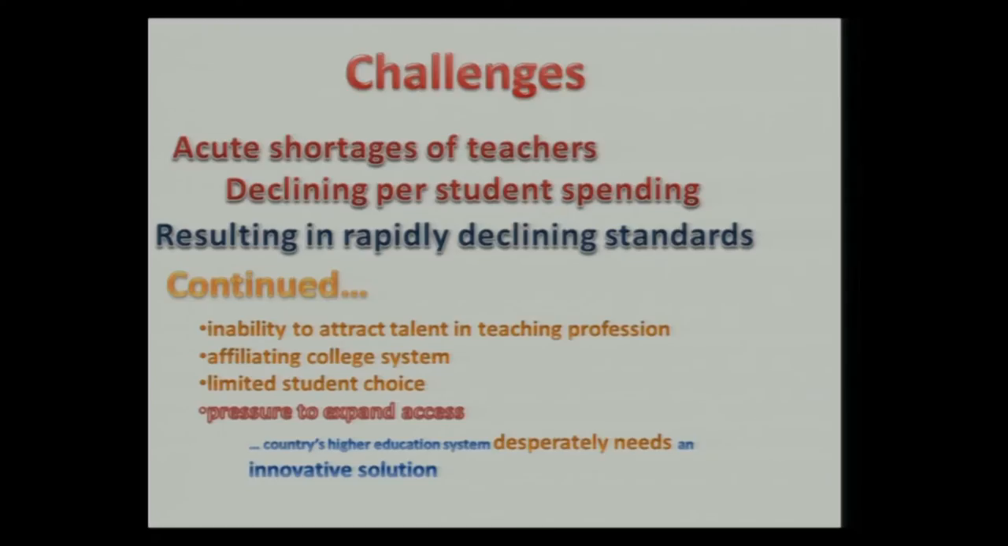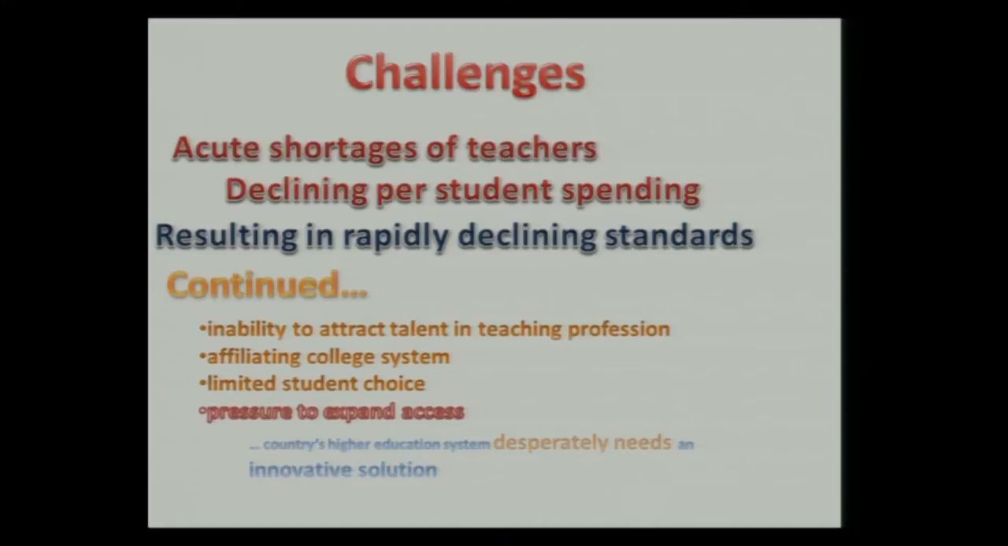The affiliating college system, which was devised 160 years ago, continues to be the main organizational model of higher education in the country. We have limited student choice because our system is highly fragmented, with very small institutions. When you talk about colleges, you will have just 20, 30 faculty. So you cannot offer too many courses to much of our student numbers, except in IITs. The concept of electives is very rare in the Indian education system. And then, despite a large and expanding system of higher education, we have continued pressure to expand access.